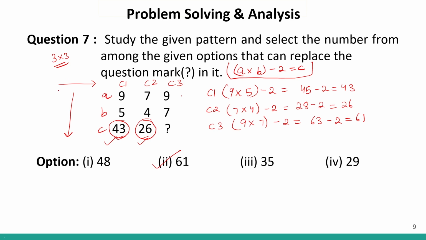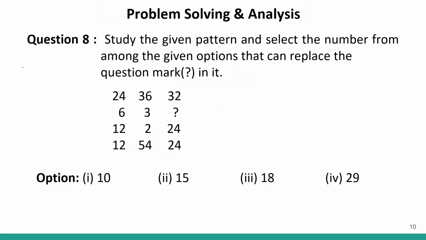Okay, now let us look at this question, which is question number 8. So here we have a 4 into 3 logical grid. Now here we have 4 rows and 3 columns. Okay, so 4 rows into 3 columns.